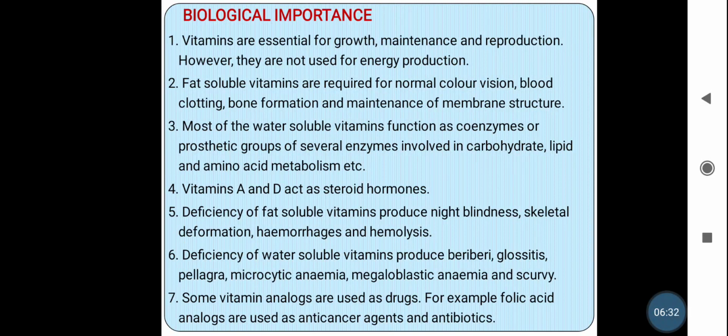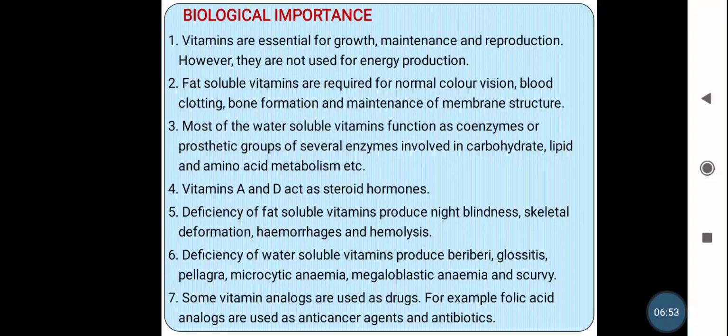Okay, so all the fat soluble vitamins, such as vitamin A, D, E and K, all have different types of functions. They are involved in different normal functions like color vision, blood clotting, bone formation and the maintenance of the cell membrane structure.